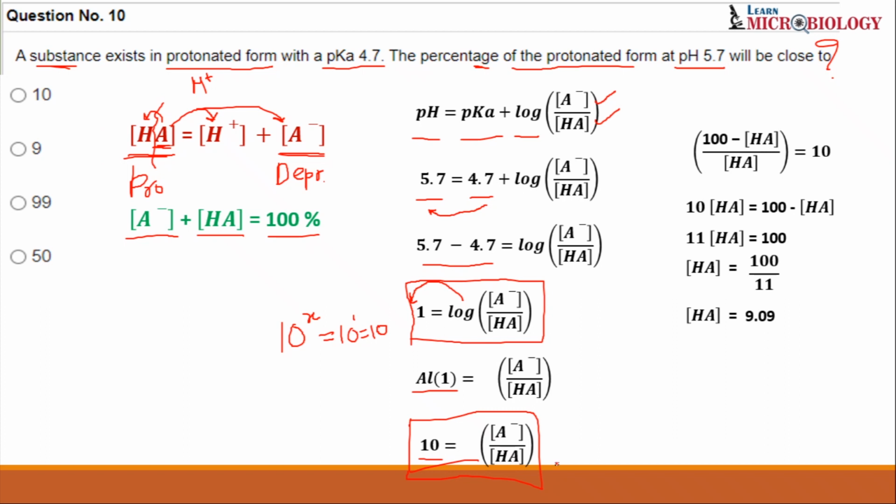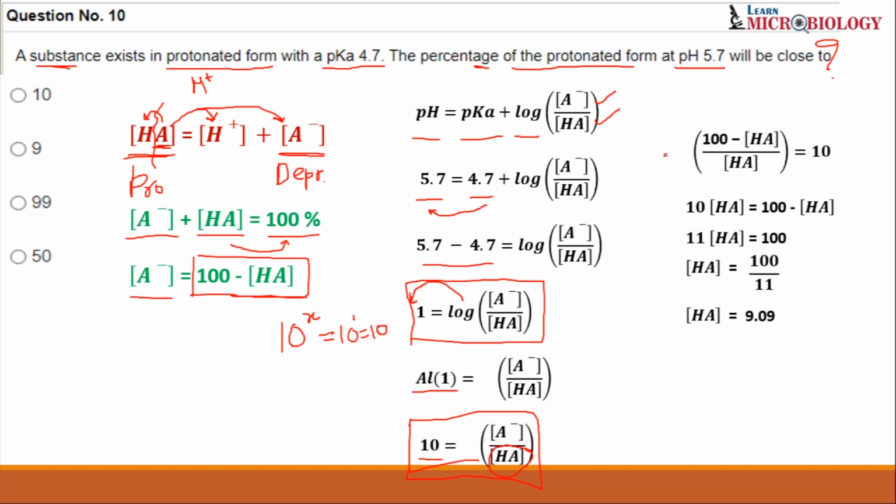Now here we need to find the percentage of the protonated form, that is the HA. From this equation, we have to find the concentration of HA. How will we do this? Having known this, we will just make a simple substitution. We will take our HA to this side and we will find that the concentration of A minus equals 100 minus the concentration of HA. Now since we have got the value of A minus, we will quickly substitute this value of A minus into this particular equation and we can further solve it.